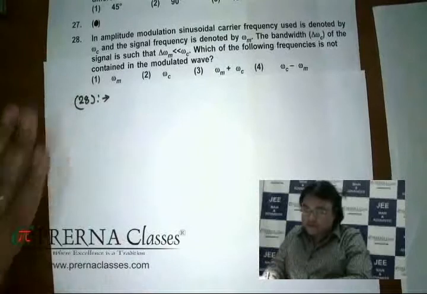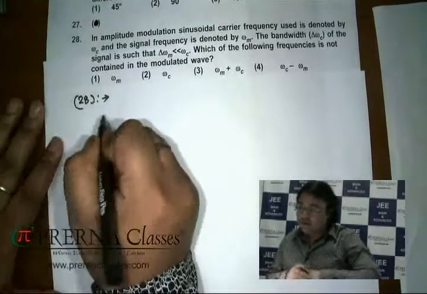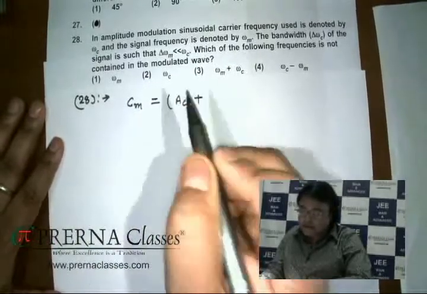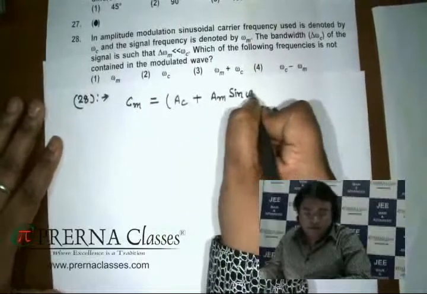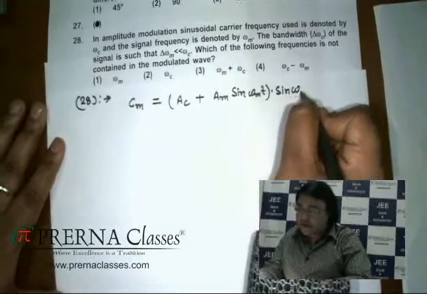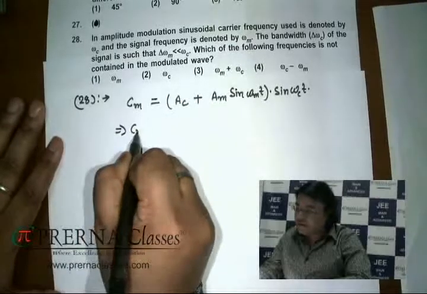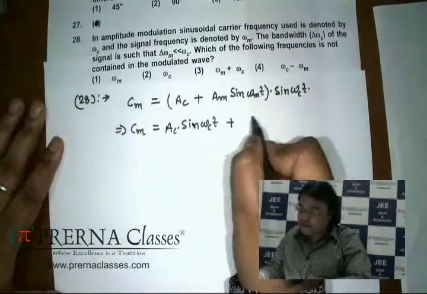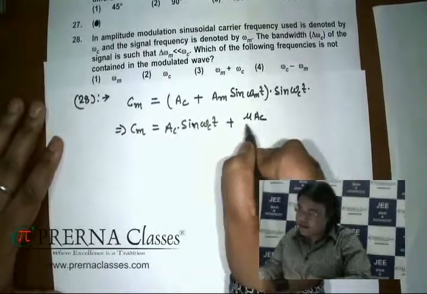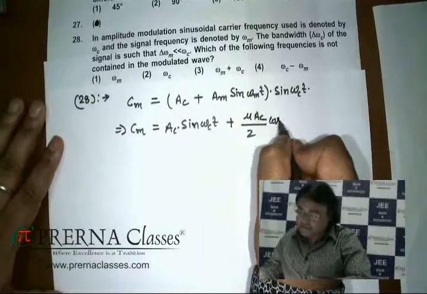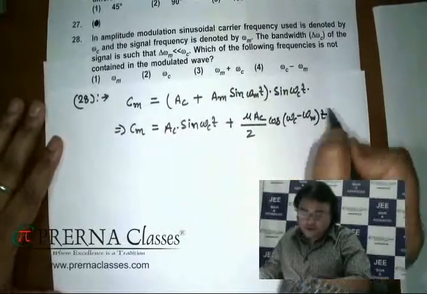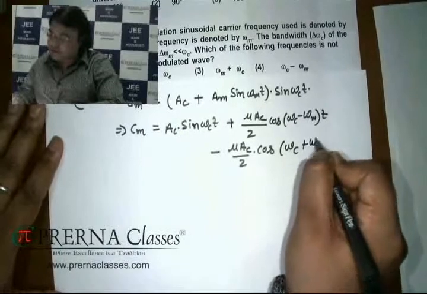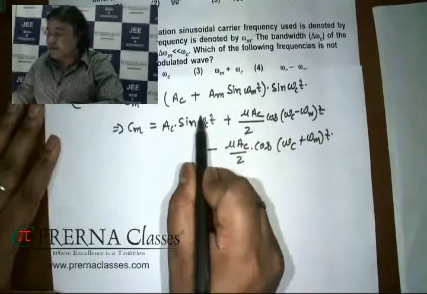Okay, next one, that means question number 28. Again, that question comes from modern physics, and based on the modulated frequency, we have the modulated wave Cm, which is given by the expression (AC + m sin ωm t) sin ωt. If we rearrange it, it comes Cm equals AC sin ωc t plus, taking the product, μAC by 2 cos of (ωc minus ωm) t, minus μAC by 2 cos of (ωc plus ωm) t.